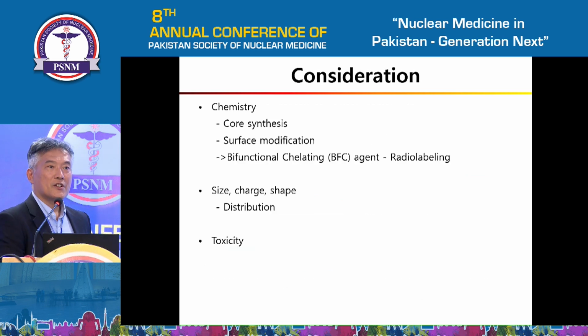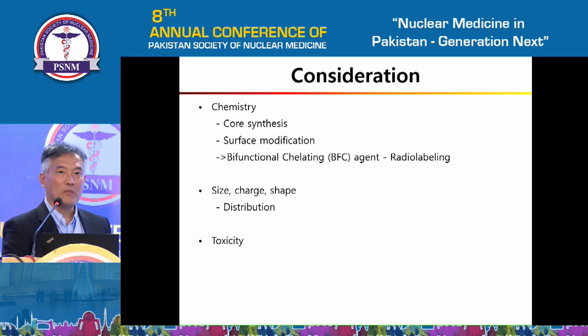But we consider several factors for nanomedicine. You have to consider the core synthesis. Sometimes we can make a hard core, or sometimes we can make a soft core nanomaterials, and also surface modification that can be applied for human use. And for radio labeling, we have to consider the bifunctional chelating agent, and size and charge or shape will affect the biodistribution inside of the body. And also toxicity is a very important point, especially for nanomedicine.